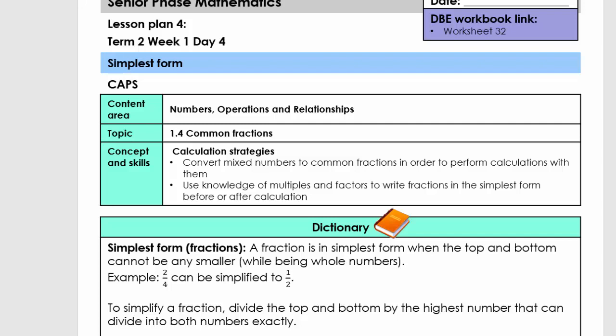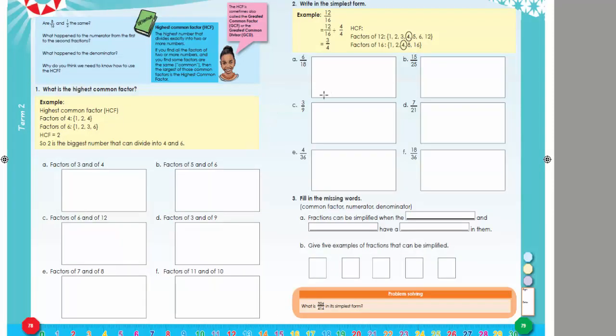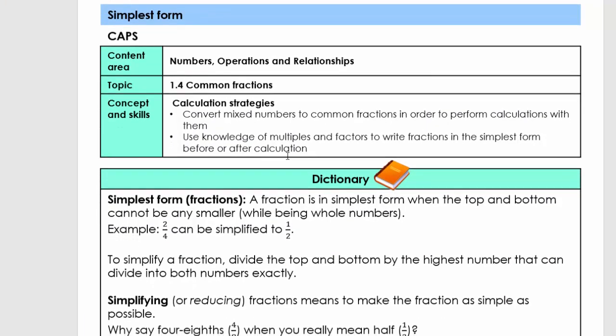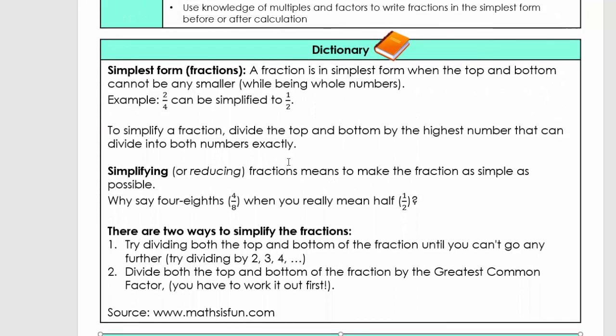Hi, good day. We're going to do lesson plan number 4, grade 7, term 2. The topic is simplest form. It links to worksheet number 32 in the DBE workbook. And here you've got your CAPS link. There you've got your dictionary.